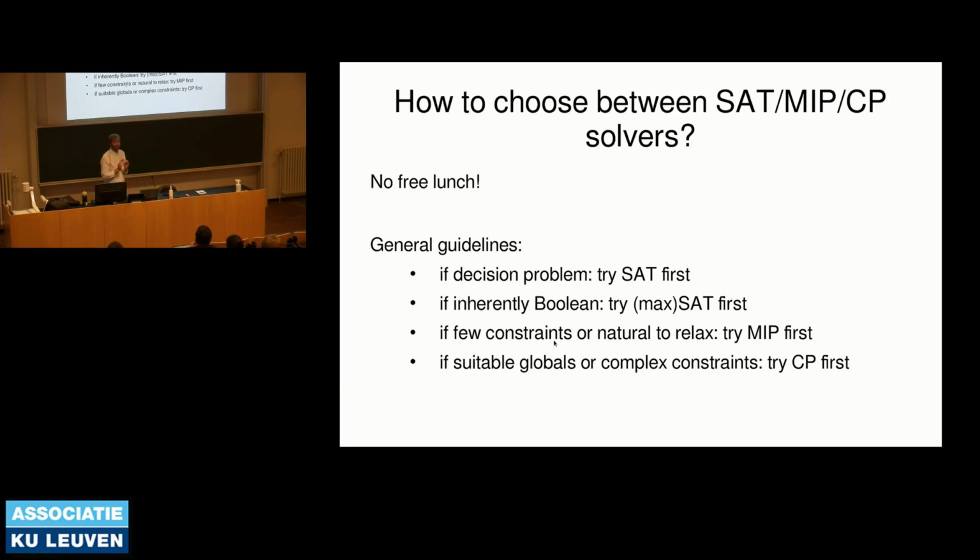If there are few constraints, or if it's very natural to relax, I don't know if you have intuitions for that or not, but in that case, if the objective function is really the thing guiding it, then it might be good to try integer linear programming, because its search, this LP relaxation, is guided by the objective always. So I would recommend trying mixed integer programming solvers in that case. And then if you have suitable global constraints, or if there are complex interactions between constraints that might be tricky to encode, then I can very much recommend to try a CP solver first.